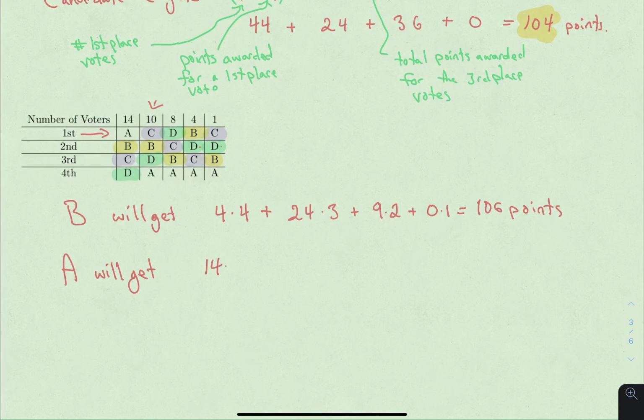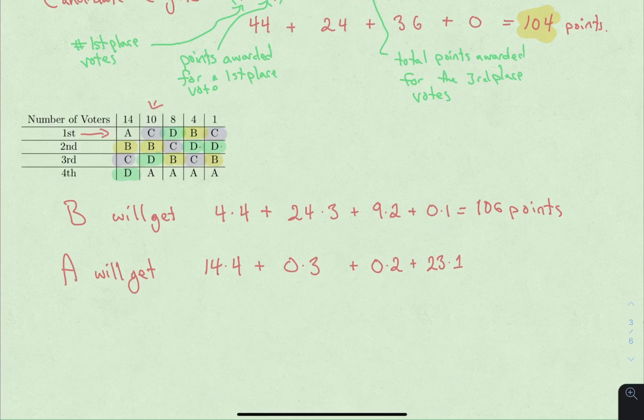And A gets 14 people. That was a lot. Chose A for first. But then everybody else chose A last. So 0 times does A claim 3 points for a vote. 0 times does A claim 2 points for a vote. And 10 plus 8 plus 4 plus 1 is 18, 22, 23. 3 times A gets 1.